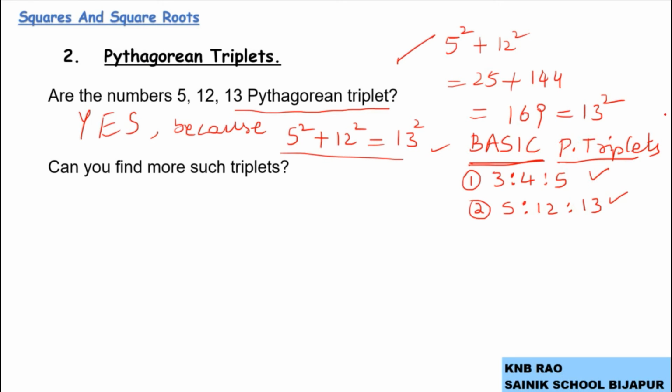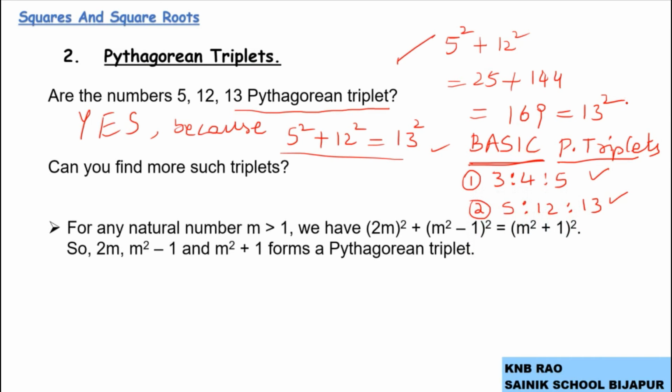Is there any formula to find these? Yes, there is one formula which I am going to give you. That formula is, for any natural number m more than 1, we have 2m square plus m square minus 1 whole square equals m square plus 1 whole square. This is the formula. And these are the Pythagorean triplets.